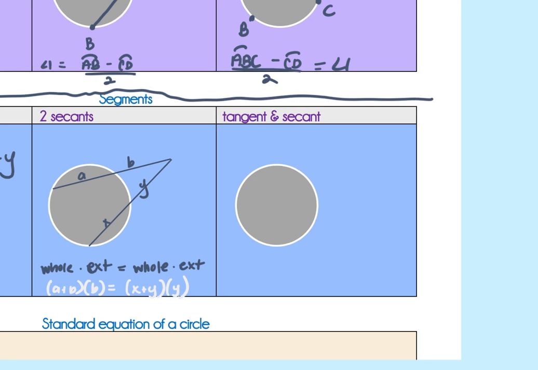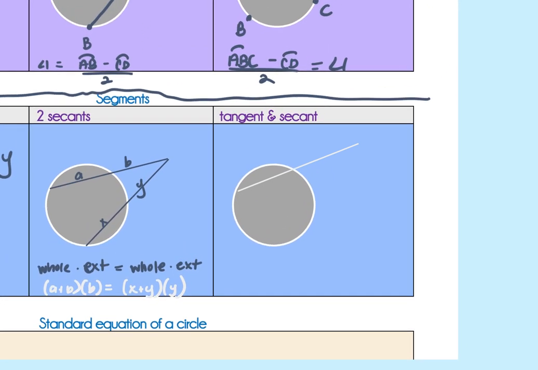And then the last theorem dealing with the segments was a tangent and a secant. So we had the secant and the tangent. And this is whole times external equals tangent squared. So B times A plus B would equal X squared.